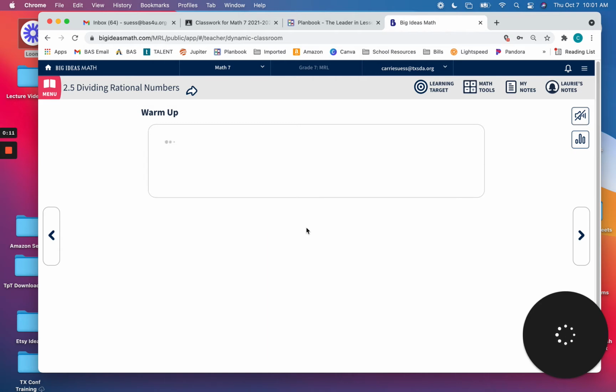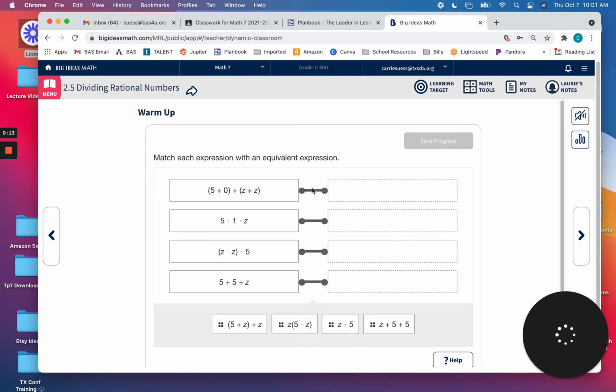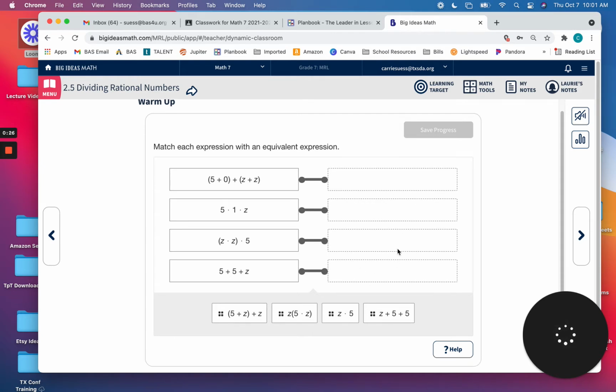2.5, this is 7th grade, 2.5 warm-up. You're matching each expression with an equivalent expression. So mentally solve it and put an expression over here that is the simplified version of it. Make sense? Yes. Good.